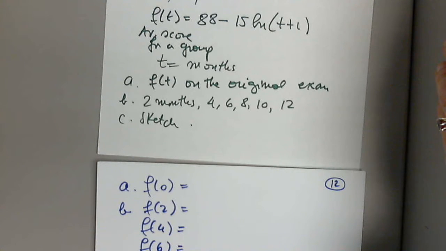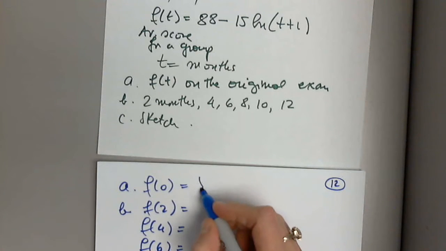0, 2, 4, 6, 8, 10, 12. Wendy? What? You okay? Yeah, I totally screwed up. That's okay.